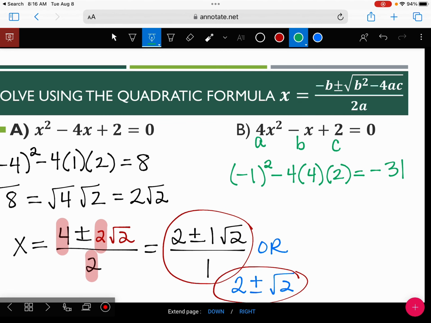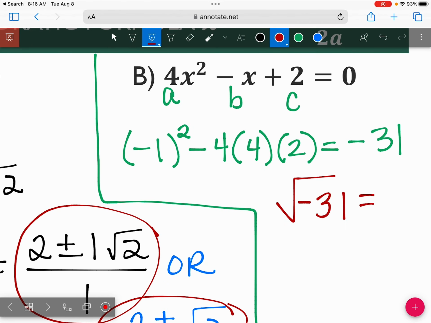Now keep in mind that this is what is underneath the square root. So you're going to take the square root of negative 31. We haven't talked about this yet, but when you have a negative underneath a square root, you have to take it out. You cannot leave a negative under a square root. So I'm going to take it out and write it as negative 1 times positive 31. Would you agree that negative 1 times 31 is the same thing as negative 31? All right, if you see a negative, we have to take it out.